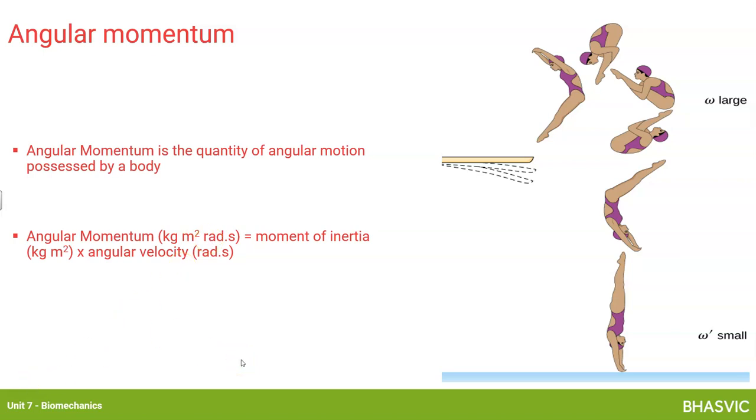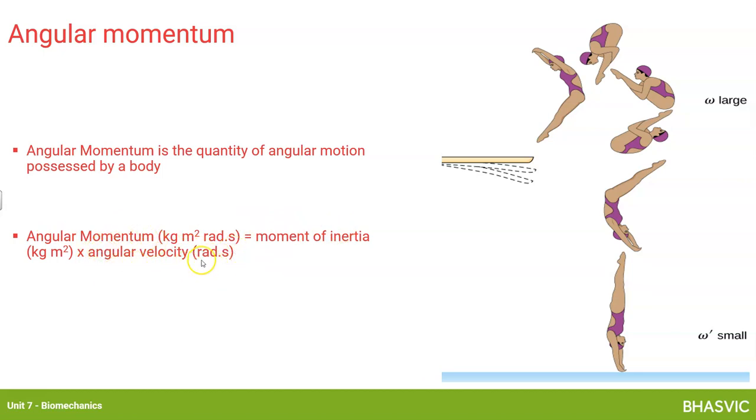Now, linear momentum was mass times velocity. How much mass does an object have? How fast is it travelling in terms of velocity? Angular momentum is similar but a little bit different. So we have angular velocity the same. Angular momentum is moment of inertia times angular velocity in rads per second.